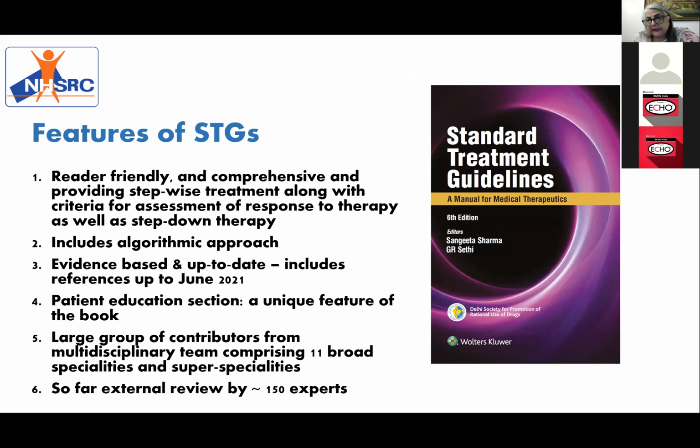So standard treatment guidelines offer you this. Annapurna, you can put in the chat box the hypertension guidelines that NHSRC has made. NHSRC made 12 guidelines, but in practice, we see people with many more diseases. So this is the standard treatment guidelines made by DSPRUD, which is in the 6th edition. This is a kind of ready reckoner. It deals with treatment right from first aid, from primary care level to secondary and tertiary care level.